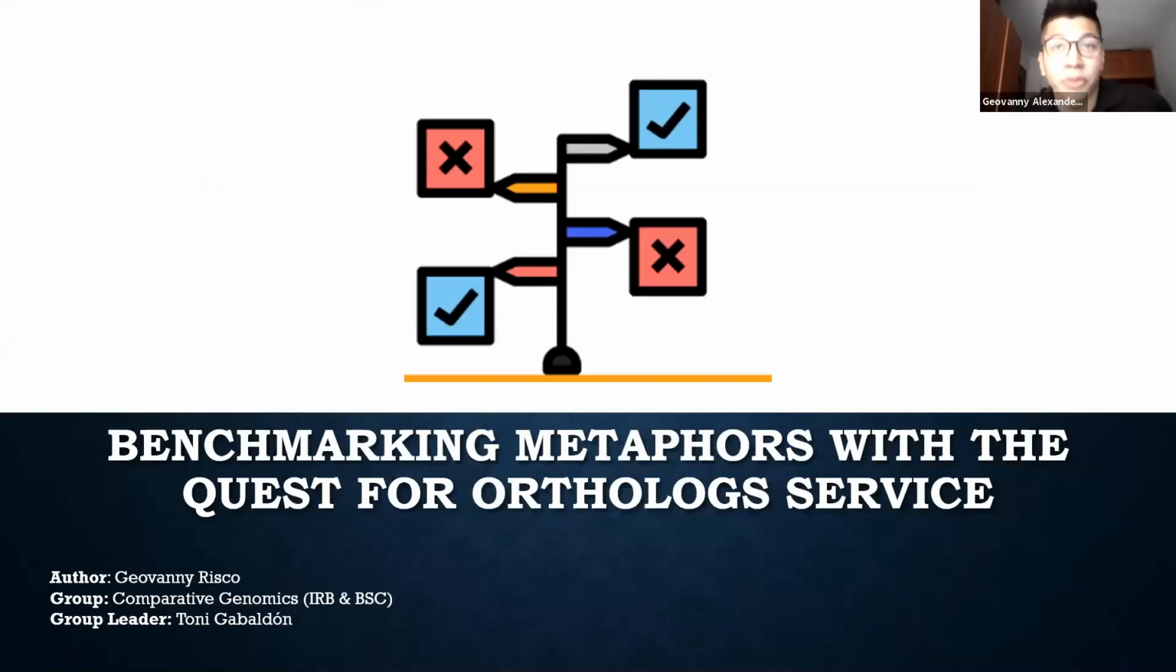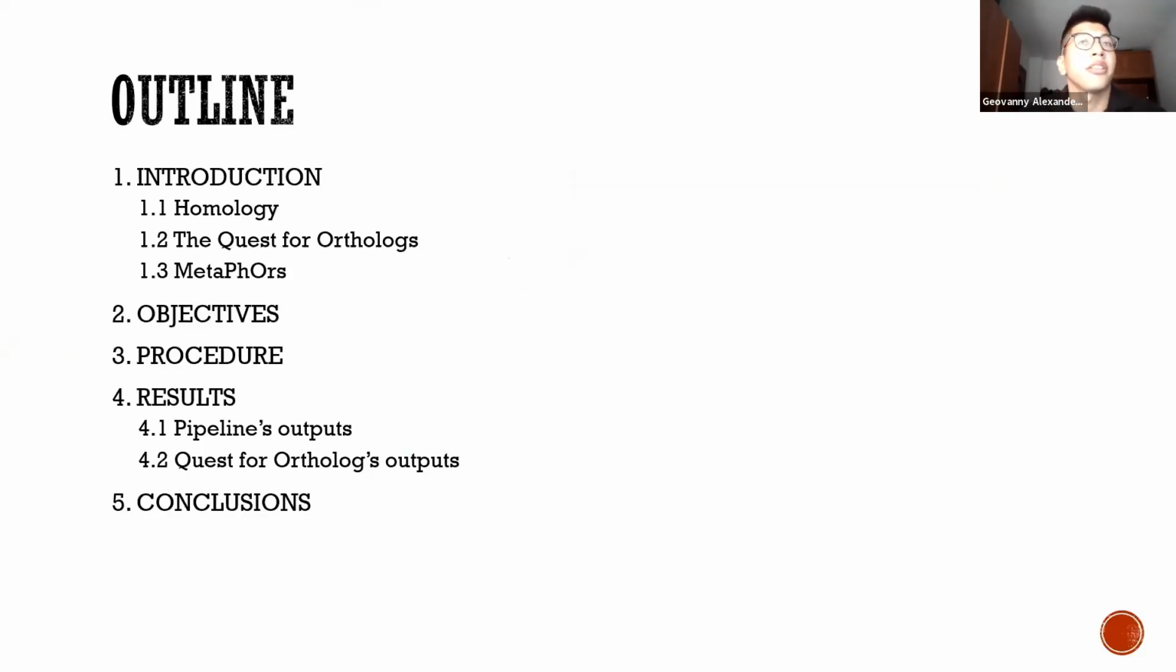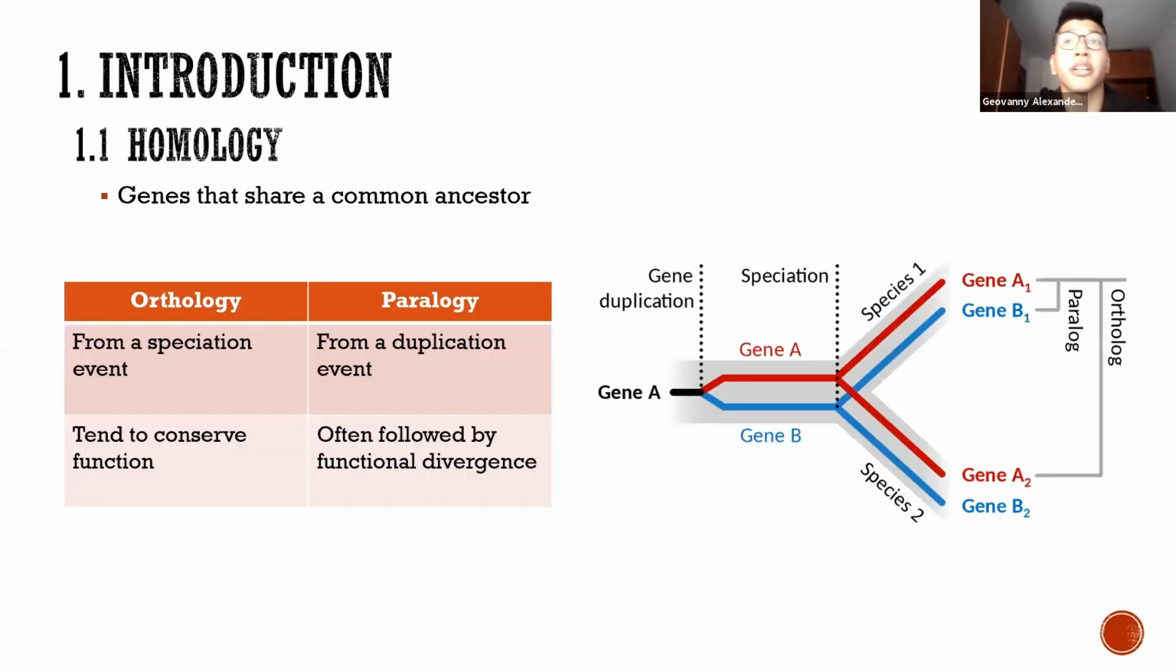Thank you. Well, hello everyone. My name is Giovanni Risco, and I'm going to explain to you what my project within the comparative genomics group was about. First, I will try to explain the main concepts within the project, then the objectives, then the procedure, the results, and finally we're going to go through some of the conclusions. Before getting into detail with metaphors and the quest for orthodox concepts, it's important to remember what homology is. So let me give you a brief reminder about it.